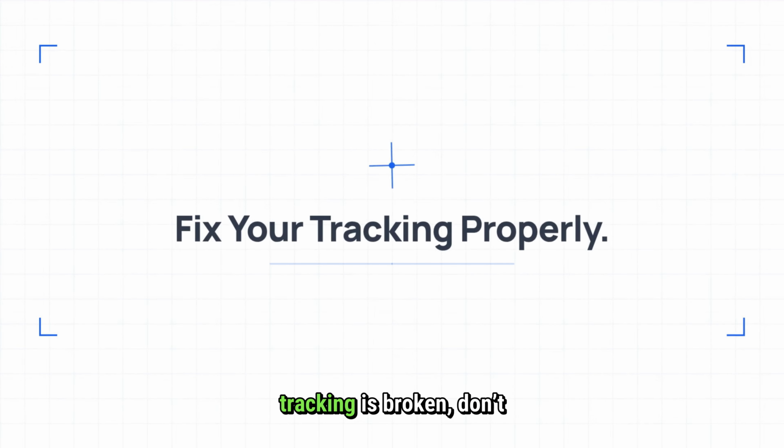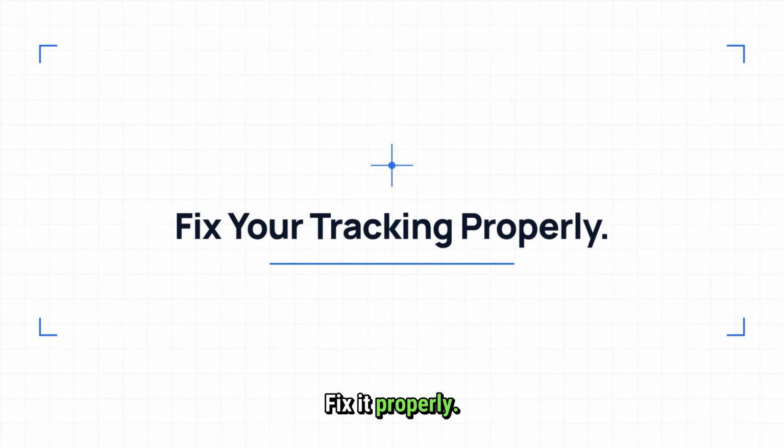If your SaaS conversion tracking is broken, don't patch it. Fix it properly, because great ads don't fail, bad tracking does.